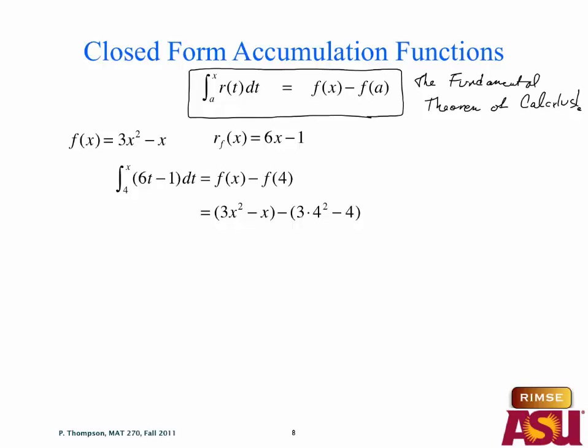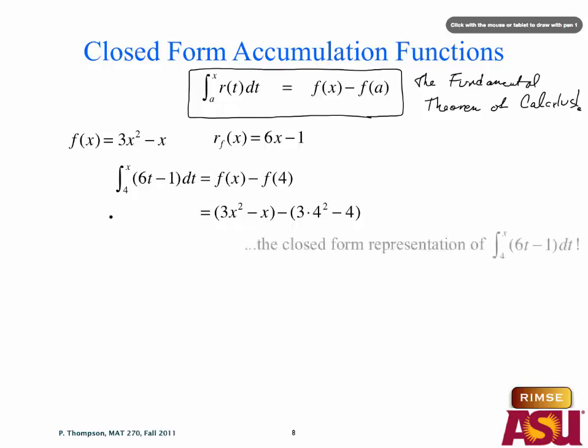We just found a closed form. This is an easy function rule that will crank out amounts of accumulation, whereas this was more elusive, right? This was open form. We needed GC to help us evaluate that. It reflected the process, but it wasn't user-friendly for getting results. Well, now we've got closed form. So this is the closed form representation of the integral from 4 to x of 6t minus 1 dt.